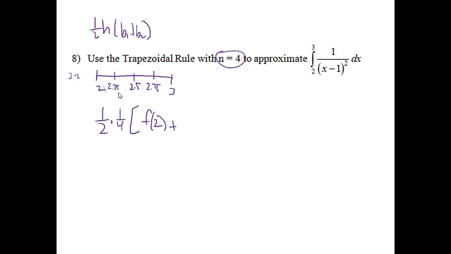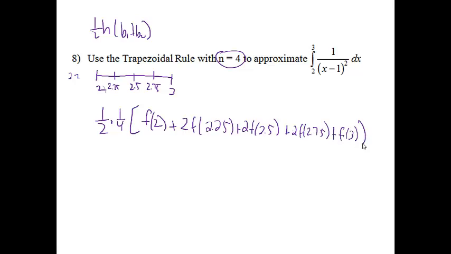And then if you recall for the trapezoidal rule, we're going to multiply the insides by 2. So I'll do 2f of 2.25 plus 2f of 2.5 plus 2f of 2.75, and then plus f of 3. Notice we don't have to multiply the last one by 2. And then from here, I'm just going to let my calculator do all the work for me, and I should get 0.509 as my final answer.